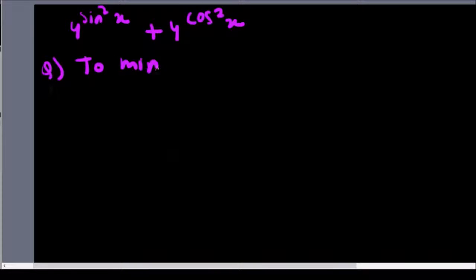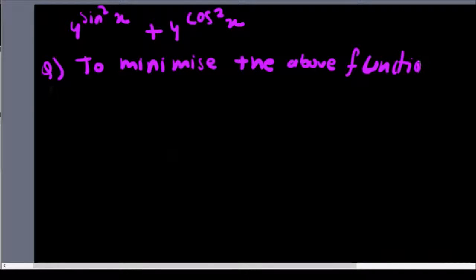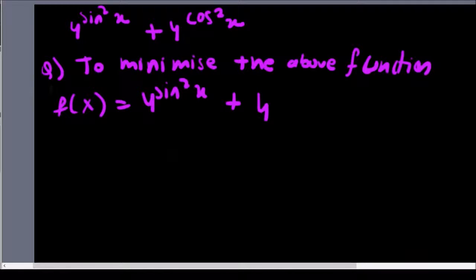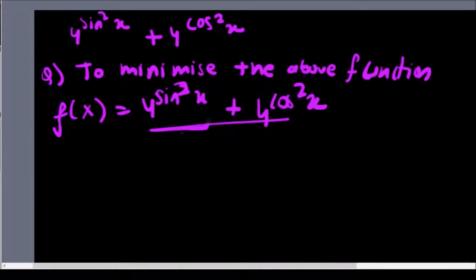Anyways, the question is, I'm taking it out from a book which I have. The question is 4 to the power sine square x plus 4 to the power cos squared x, and the question is to minimize this function. So you have to minimize f of x equals 4 to the power sine square x plus 4 to the power cos square x, and I'm not solving it with calculus. So let's use the AM-GM inequality. Let's take 4 to the power sine square x as a and 4 to the power cos square x as b.